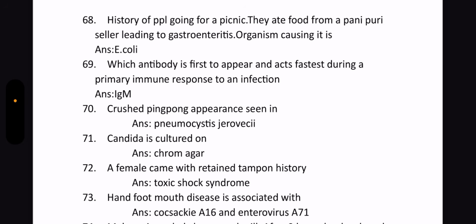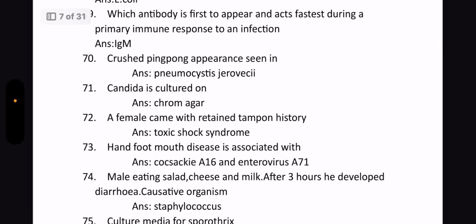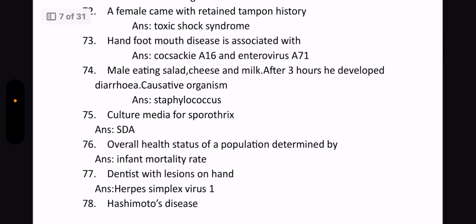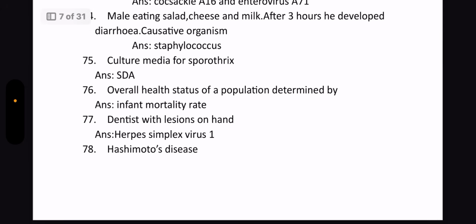Person, history of people going for picnic. They ate food from pani puri, leading to gastroenteritis. Organism causing it is E. coli. Next, which antibody is first to appear and acts faster during primary immune response? IgM. Next, crushed ping pong appearance: Pneumocystis jirovecii. Candida is cultured on CHROMagar. Female came with retained tampon history. Toxic shock syndrome. Next, hand-foot-mouth disease is associated with Coxsackie A16 and enterovirus A71.